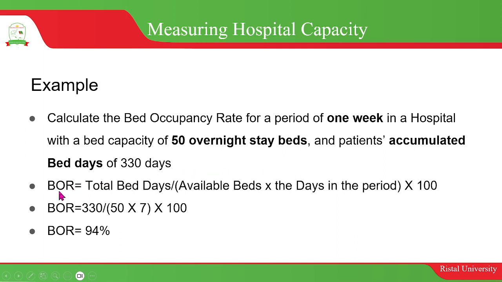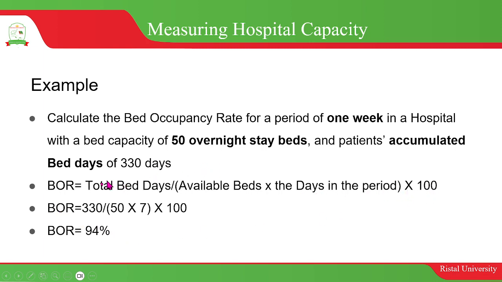So the bed occupancy rate using our formula will be given by the available number of beds times the days in the period, and then times 100. Once again, it's the total number of bed days divided by the available beds times the days in the period, and then times 100%.